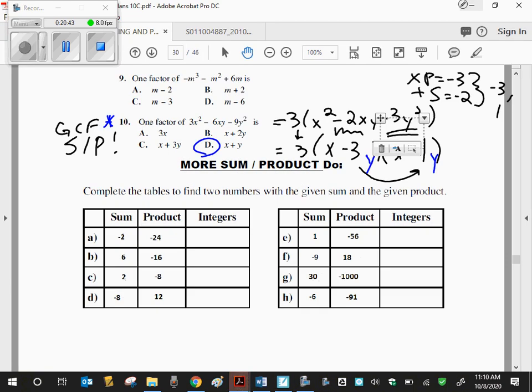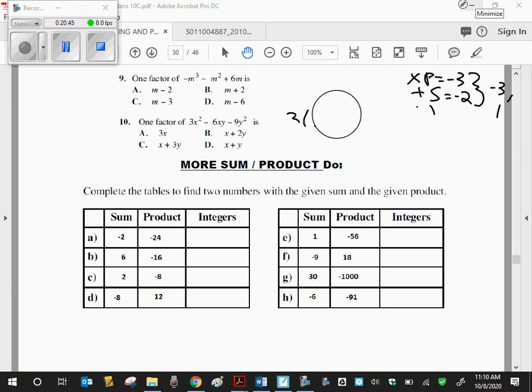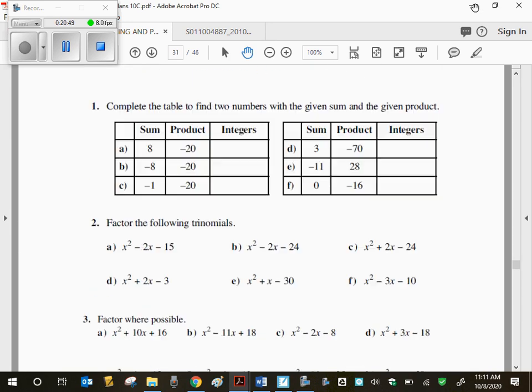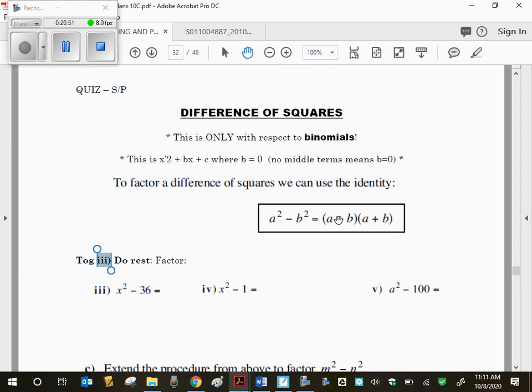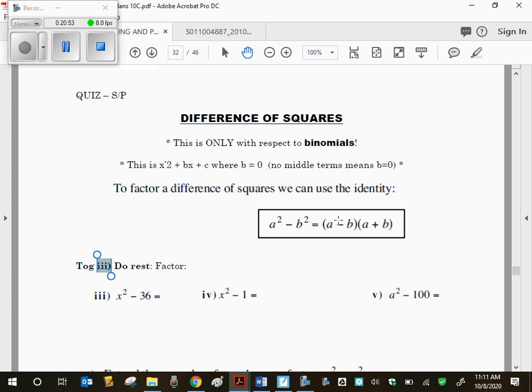Okay, let's go to differences of squares, please. And we're happy with differences of squares. They're the easiest factoring we can do. They're related to FLA, which takes 10 seconds. These take 10 seconds. We want to get all of these right. For sure, for sure, for sure.